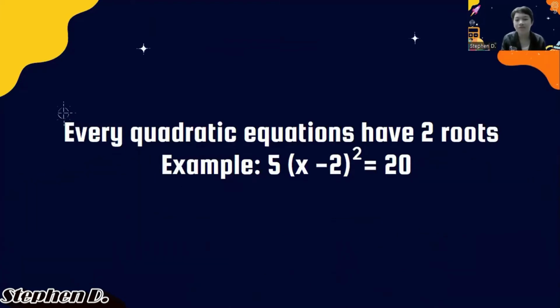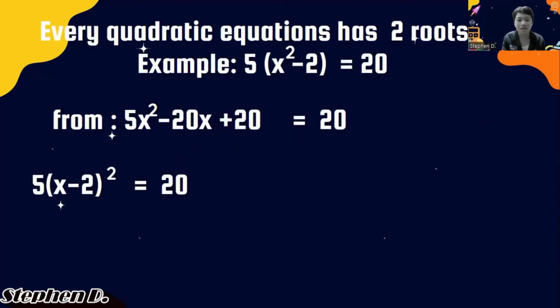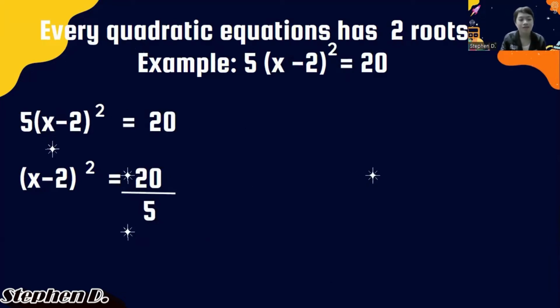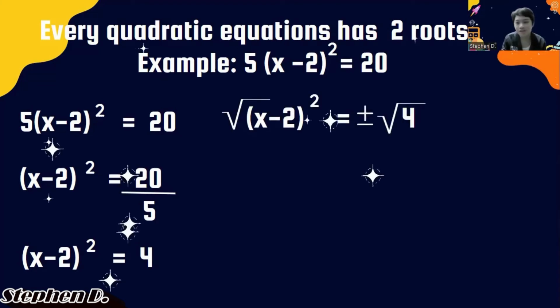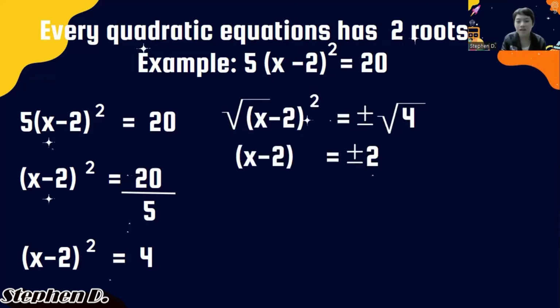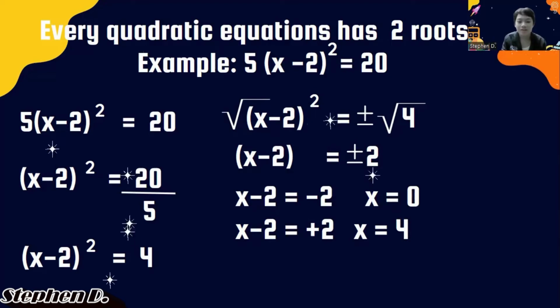Every quadratic equation has two roots. Here's an example: 5 times the quantity (x - 2)² is equal to 20. Here's how you solve it. From that we get 5x² - 20x + 20 = 20. 5(x - 2)² = 20. We divide by 5, so (x - 2)² = 20/5. (x - 2)² = 4, since 20 divided by 5 is 4. Next, we take the square root of both sides. That's why we get x - 2 = ±2. We transpose, where x - 2 = -2, and when x - 2 = +2.